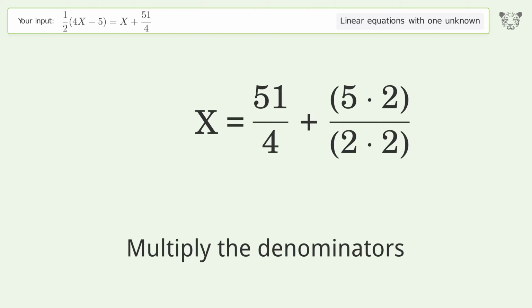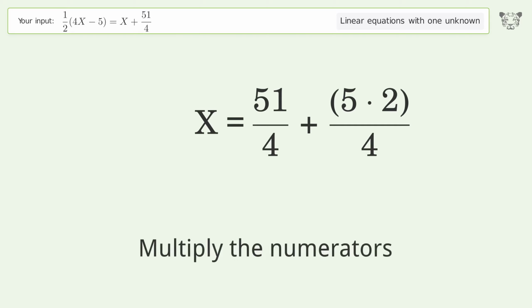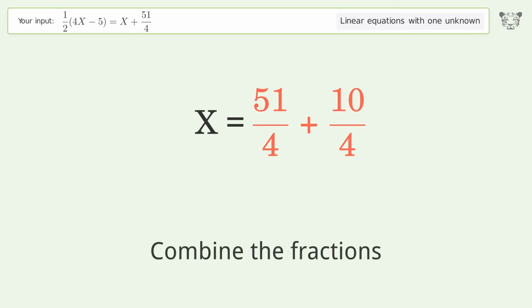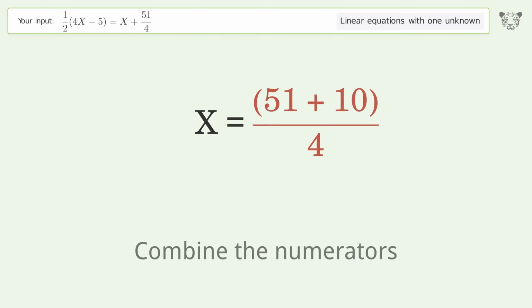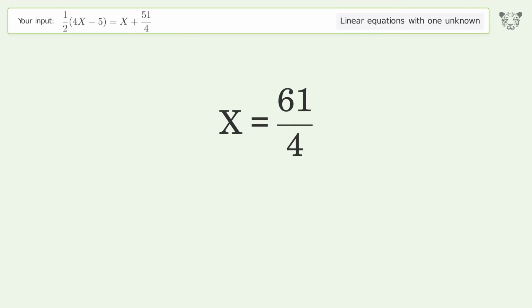Multiply the denominators. Multiply the numerators. Combine the fractions. Combine the numerators. And so the final result is x equals 61 over 4.